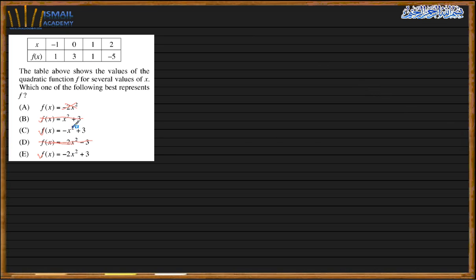When I substitute 1 here, I got minus 1 plus 3 is 2, but here I have 1. So this is not my function. If I substitute 1 here, I got minus 2 plus 3, which is 1, and this will be my answer, E.